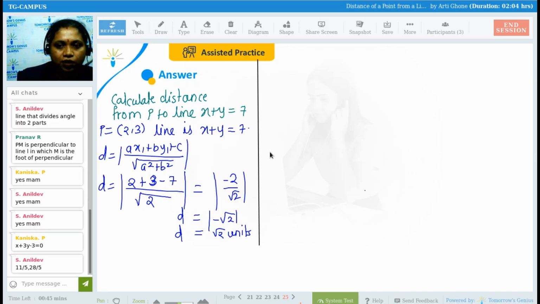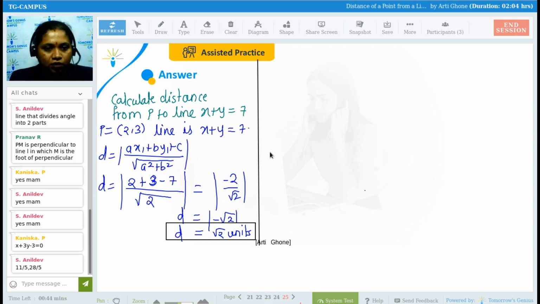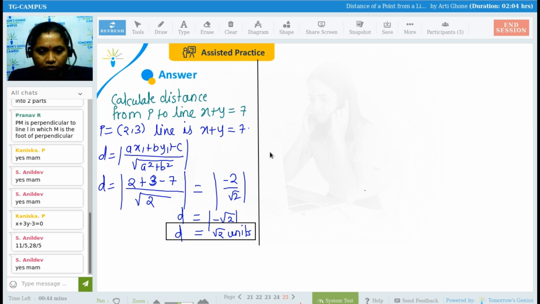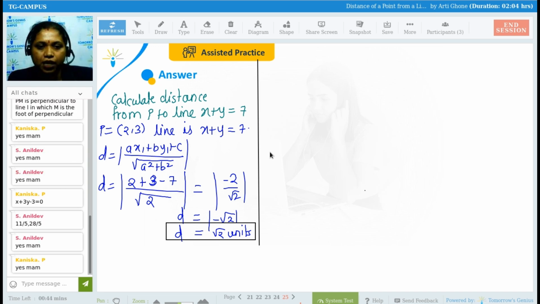Everybody, see, it is no more than that. If I explain the methodology, it's root 2 units only. Is everyone getting it? Anil Dev, please reply. Kanishka, Netra, even Pranav, if you are there. We have to proceed with the next part also.